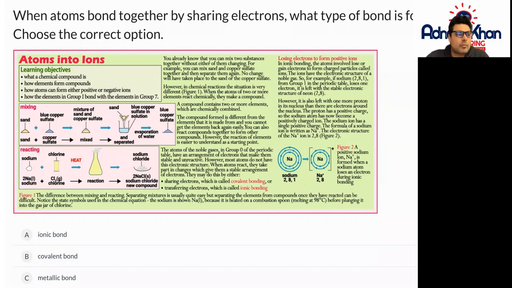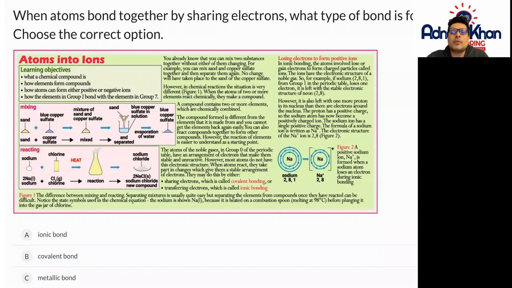Okay, so metal atoms lose electrons to form positively charged ions, and these are what we call metals. Atoms gain electrons to form negatively charged ions, and these are called non-metals.